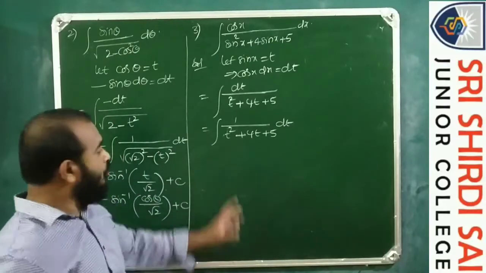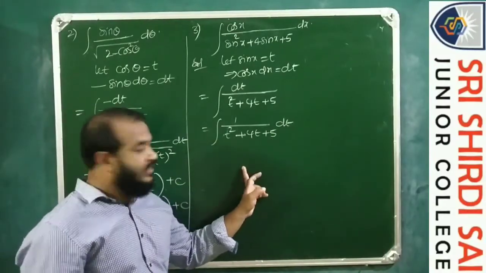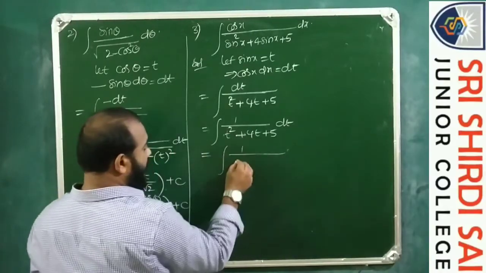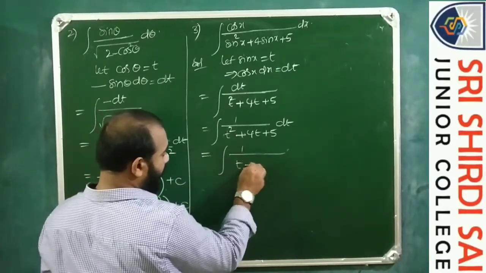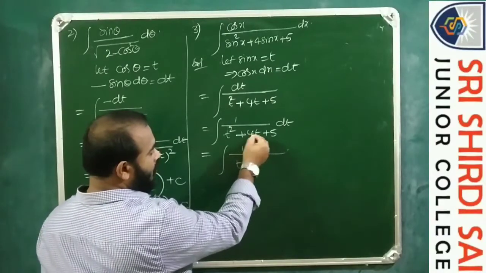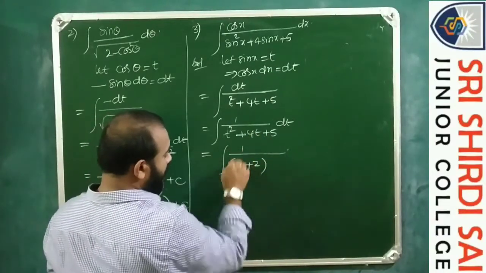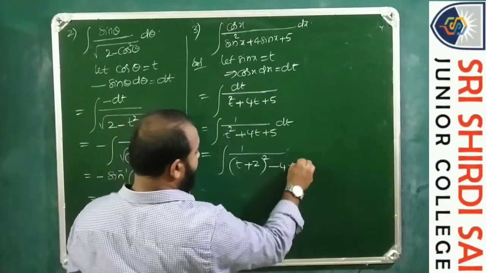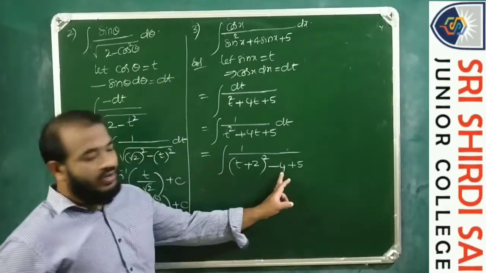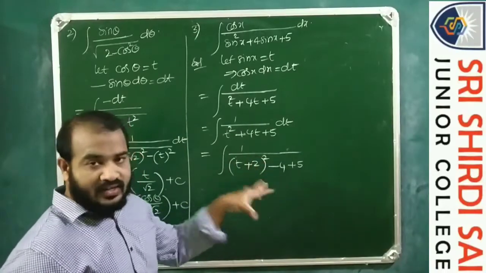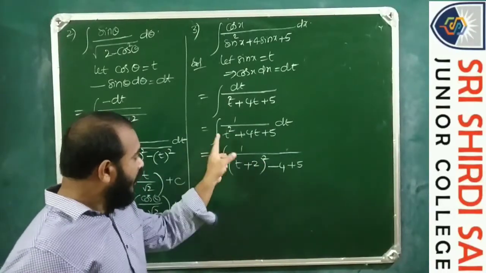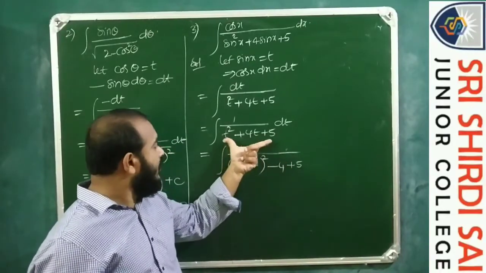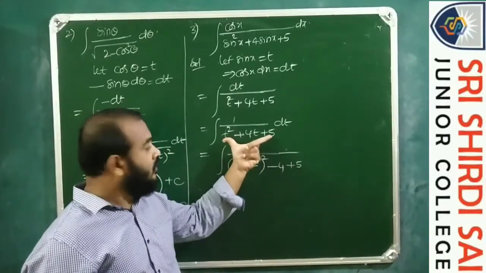So we get a pure quadratic expression, so let us complete the square. So 1 by t plus, the t coefficient is 4, its half is 2, whole square minus 2 square is 4, plus 5. So this is the shortcut. If you are struggling with this shortcut, then t square plus 4t plus 5 is not a perfect square, so we need to express this in the square.